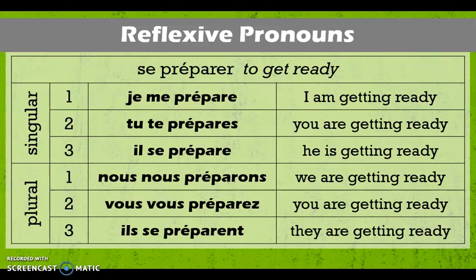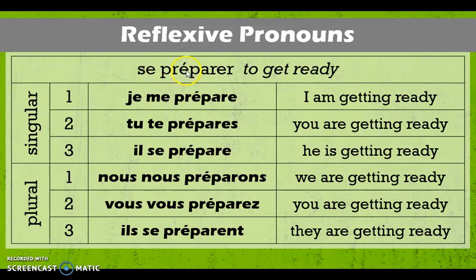Here is a French reflexive verb. And it is se préparer, which means to get ready. Now, you'll notice something different right away. Normally in French, our infinitives are one word, such as préparer. But when you're dealing with a reflexive verb, the French use a two-word infinitive. They will put the reflexive pronoun se in front of the infinitive to let you know that you are dealing with a reflexive verb.